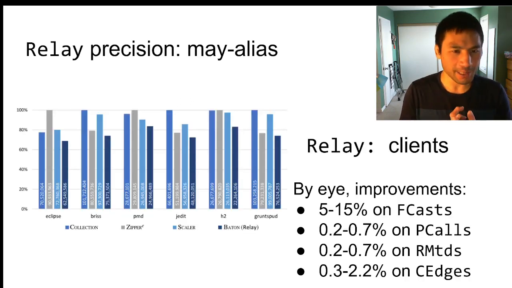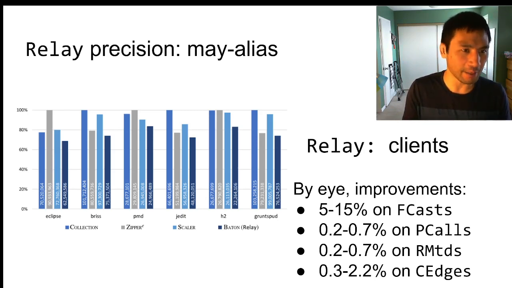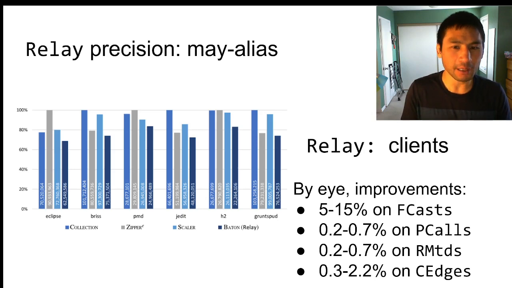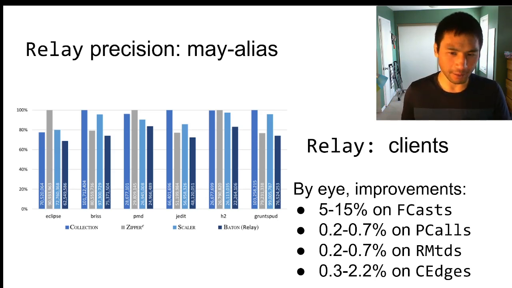In terms of precision, we again have this may-alias thing, and here they show relative numbers. So in this case, it has 70% as many, which is good, to about 82% as many results as collection, the base case. Or the base case is actually bigger for Eclipse, but it does better. And when you look at the clients, it's not super awesome. It does like 15% better on FCAS and up to 0.7% better on PCalls and R methods.